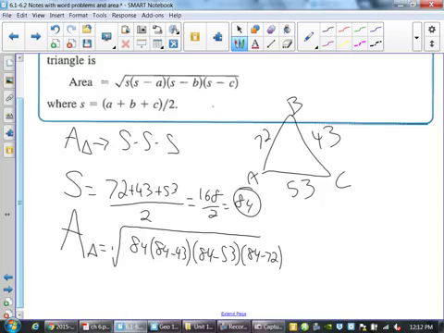So let's see here, I would do square root of (84 minus 43)(84 minus 53) plus 57 divided by 62. That would be 110 divided by 62, which would be 55 over 31.